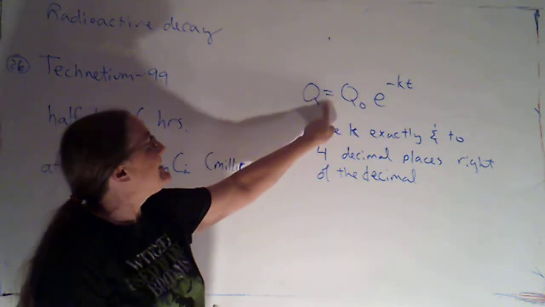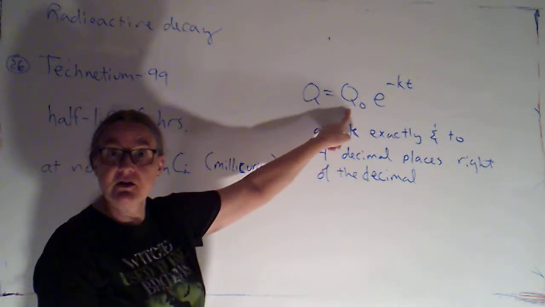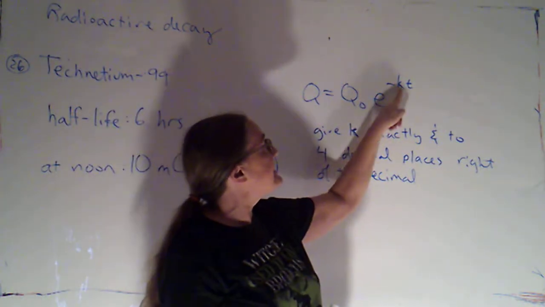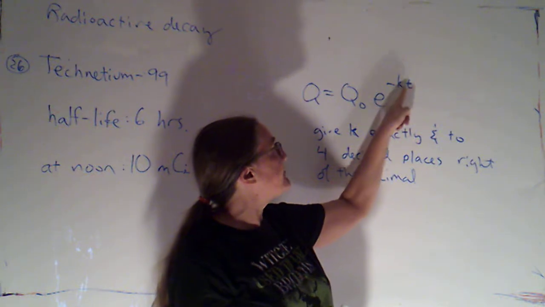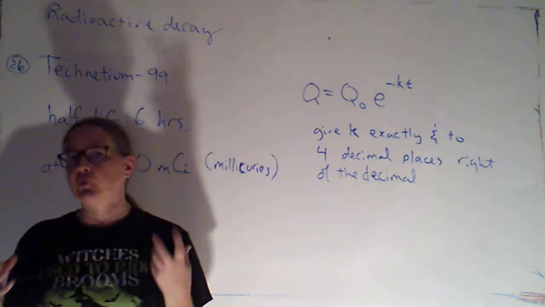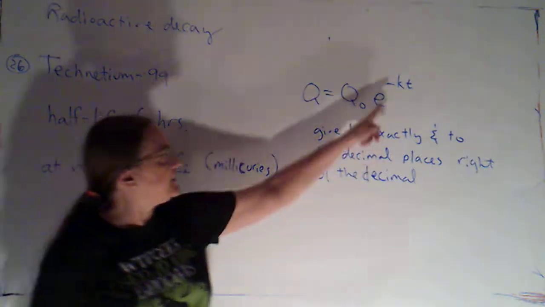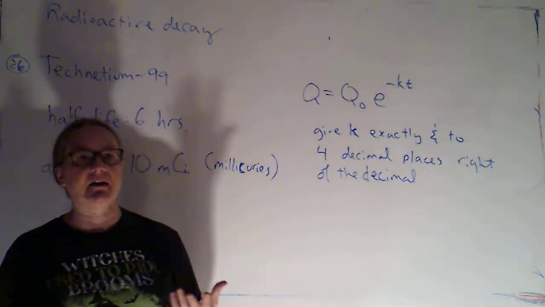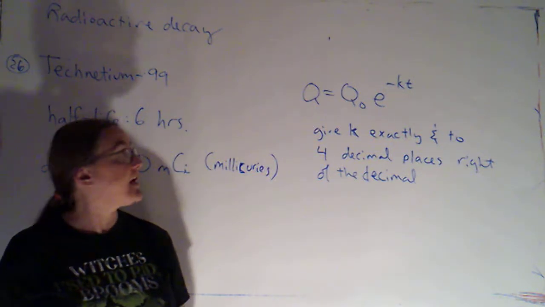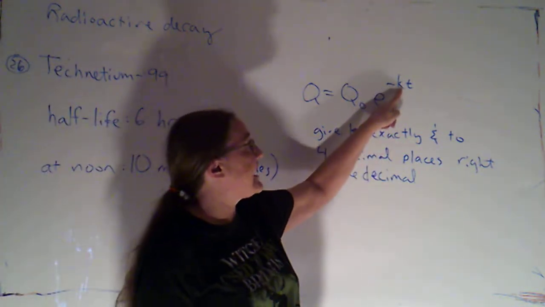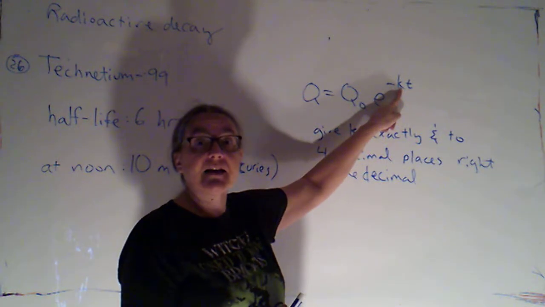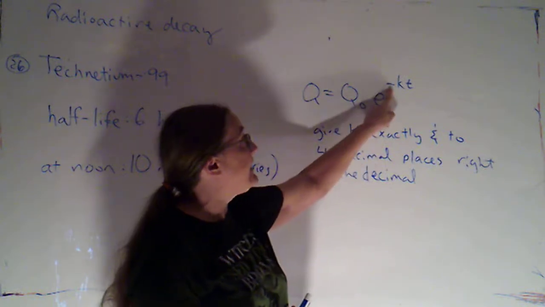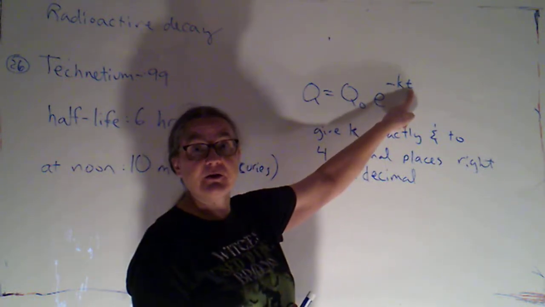Q is equal to Q naught, the initial amount, so that would be the quantity at time 0, e to the negative k times t. Now, as a general rule, when you have a letter standing in for a number, you can't tell by the presence or absence of a negative sign whether it's positive or negative. The convention is that in these exponential equations, k represents a positive number. Because we want this to be exponential decay, we need our exponent to be a negative multiple of t.